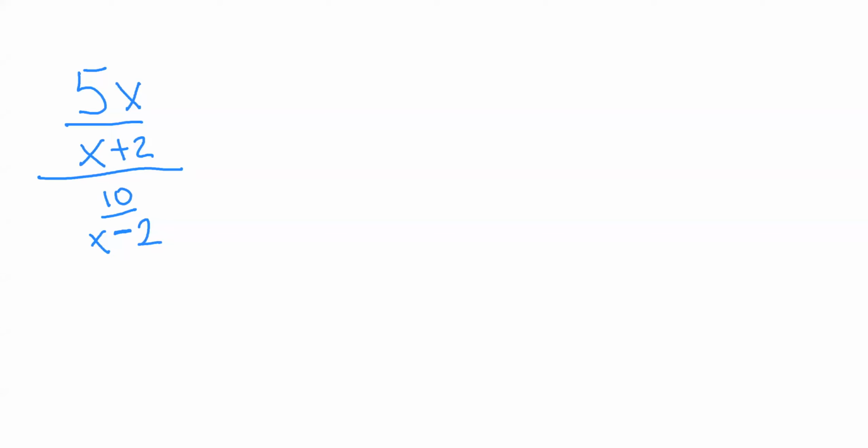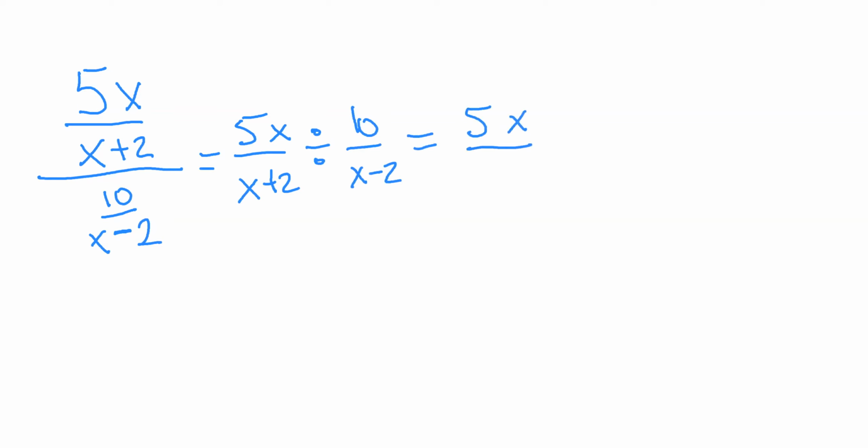Okay, so our first example, we are going to use the division method because it's really already set up for us. Divided by a fraction. So we'll rewrite it as 5x over x plus 2 is being divided by 10 over x minus 2. This is the same thing as 5x over x plus 2 being multiplied by x minus 2 over 10. Okay.